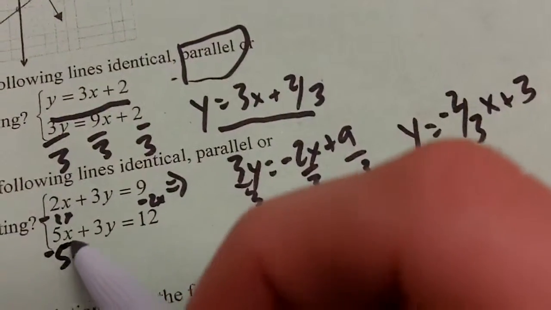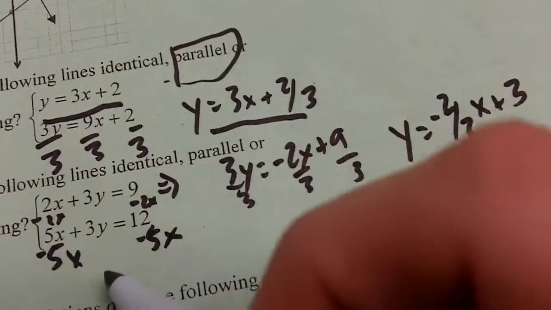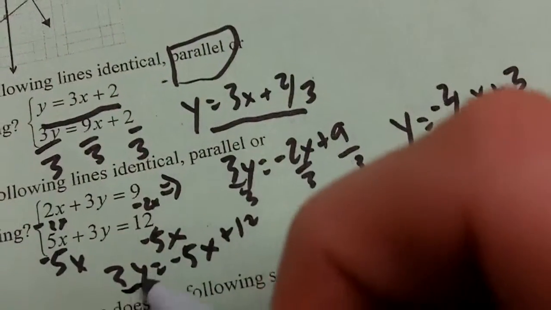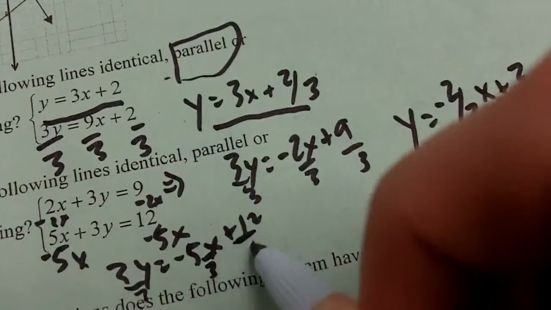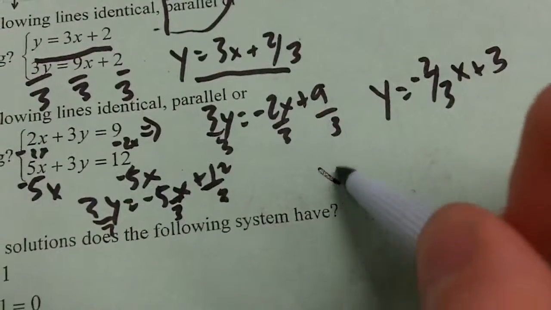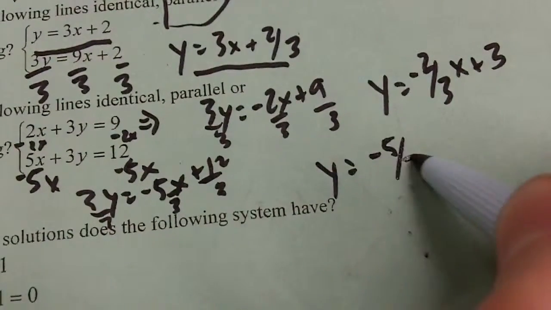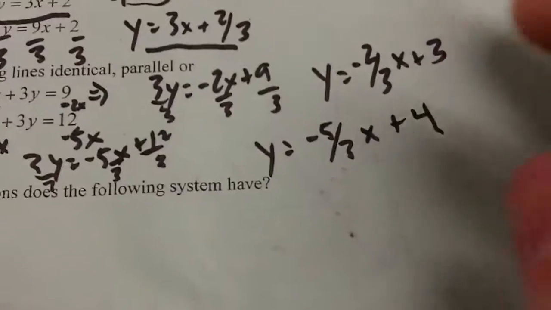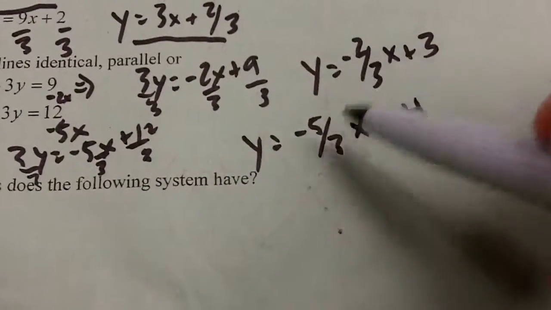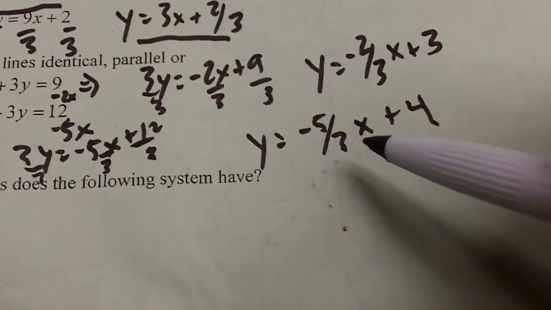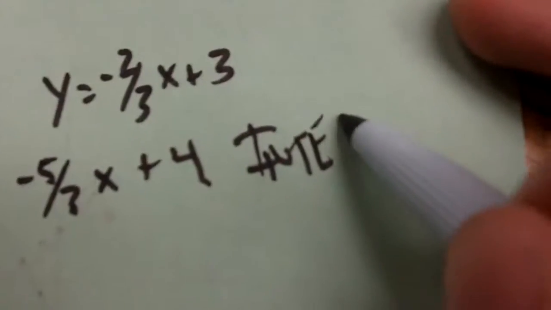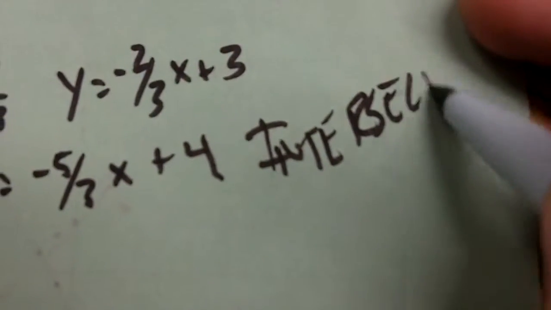Second one, get in slope-intercept form, subtract 5x from both sides. 3y equals negative 5x plus 12. Divide by 3, divide by 3, divide by 3. And I get y equals negative 5/3 x plus 4. I look at the slopes. Negative 2/3, negative 5/3. Are they the same? No. If the slopes are different, then the lines are intersecting. And that should be easy money. As soon as you see those slopes are different, it's going to be intersecting.